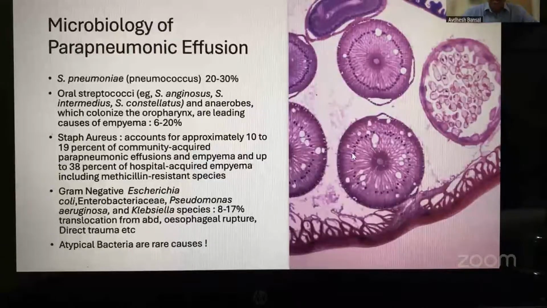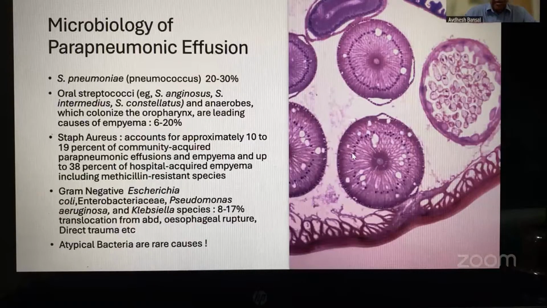And the microbiology, as we know, pneumonia is the commonest reason for empyema. So the microbiology is the same as that of pneumonia, which is Strep pneumoniae, causing almost 20 to 30% of empyema. Oral streptococcus and anaerobes cause almost 6 to 20%, and these are the ones which colonize the oropharynx. Staph aureus, especially in community-acquired pneumonia, almost 38% of these patients may turn out to be methicillin-resistant. You get empyema because of gram-negative bacteria also, Pseudomonas, Klebsiella, amounting to almost 8 to 17%.